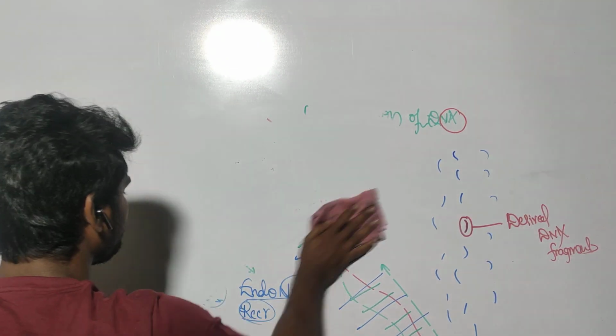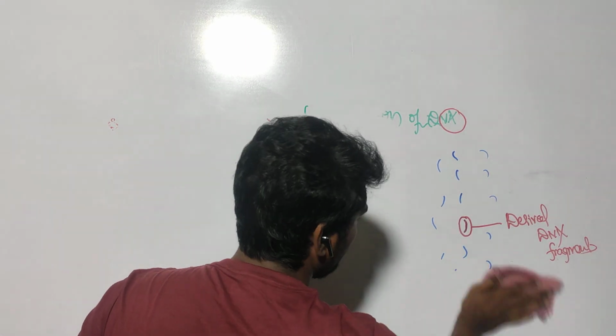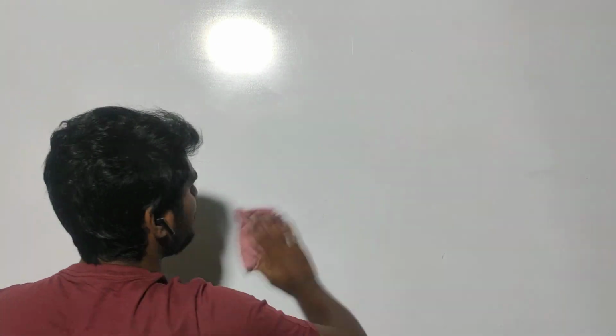Next, third event. What is the third event? In my hand, so many fragments are present. Whose fragments? DNA fragments. In these DNA fragments, I want only one fragment. So I want to separate. From these separated DNA fragments, I will take only one DNA fragment, that which I require, which is acting as a gene of interest.